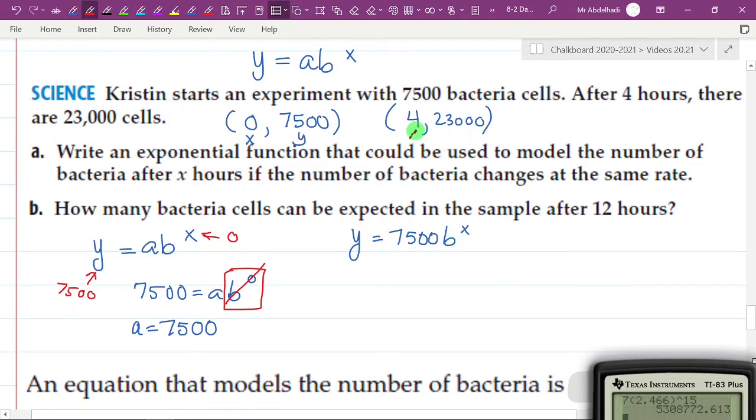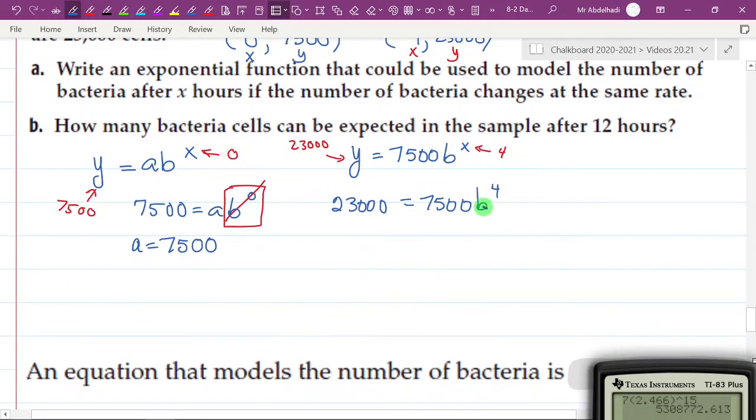This is also going to be x and y. We're going to make x 4 and y 23,000 and find b this time. So this is going to be 23,000 equals 7,500 b to the 4th. And our job now is to get b by itself. So how do we get this b by itself? Well, the first thing we're going to do is get rid of the 7,500, so we'll divide both sides by 7,500.